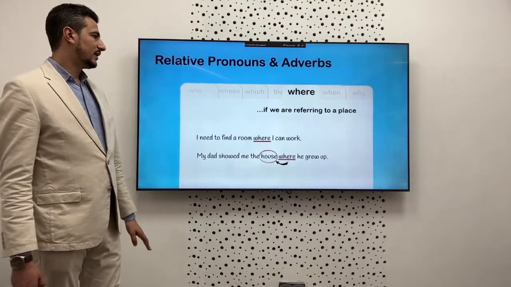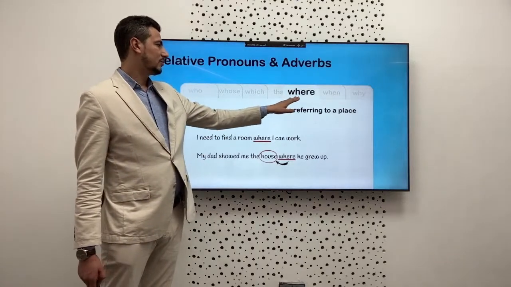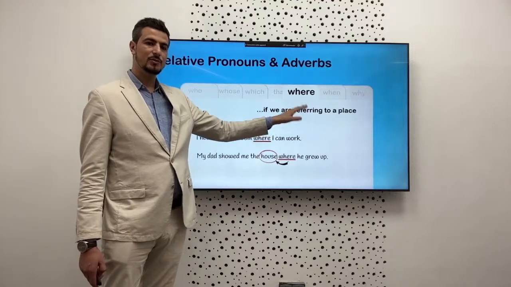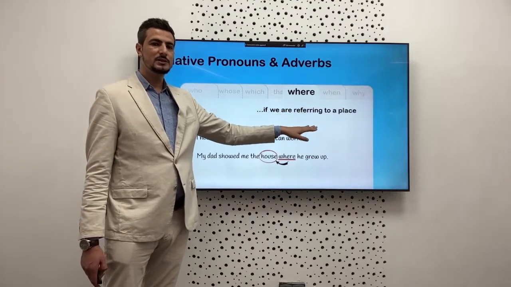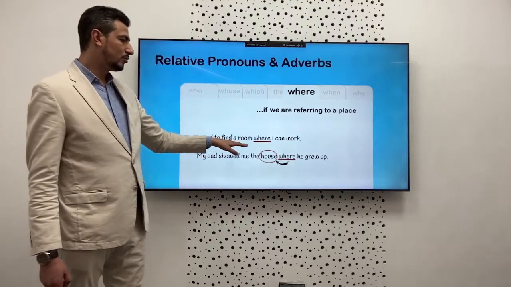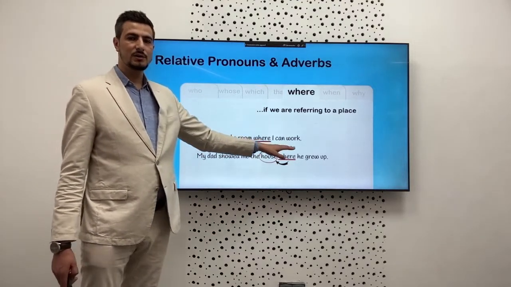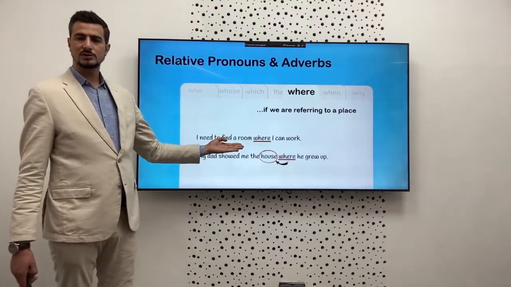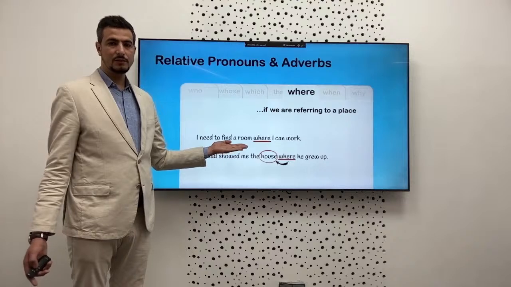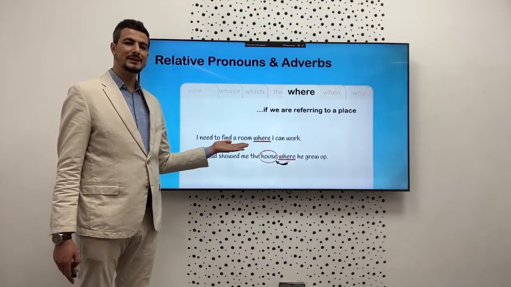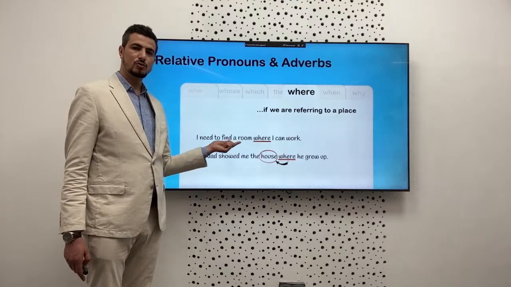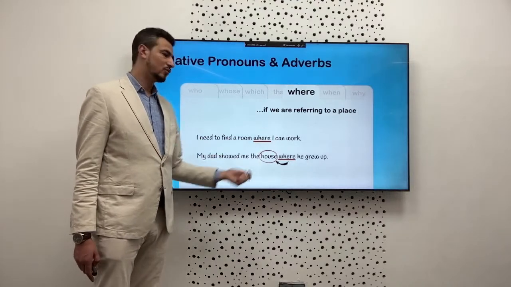Another relative adverb is where. We use where if we are referring to a place. Remember, where means place. Like in these examples, I need to find the room where I can work. A room is not a person, so you can't choose who. It is something, but it is a place. So we use where with a place. The room is a place where I can work.